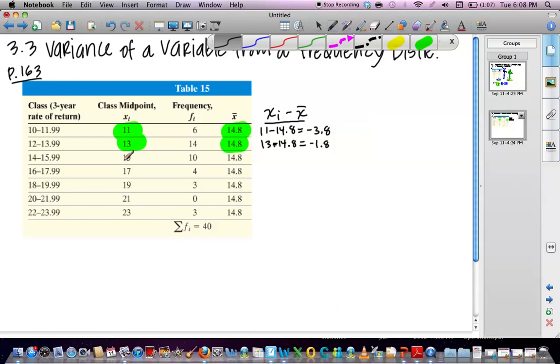All right, so continuing this, 15 minus 14.8 is going to give you 0.2, and then 2.2, and 4.2, 6.2, and 8.2.